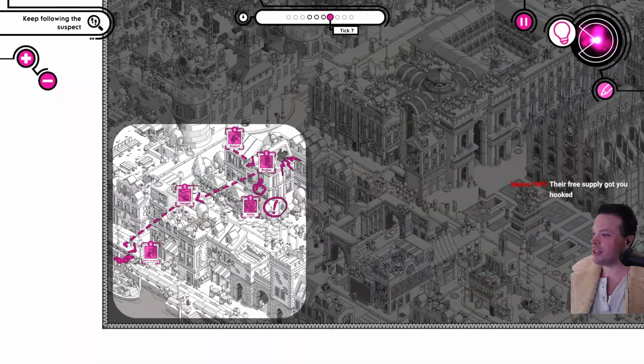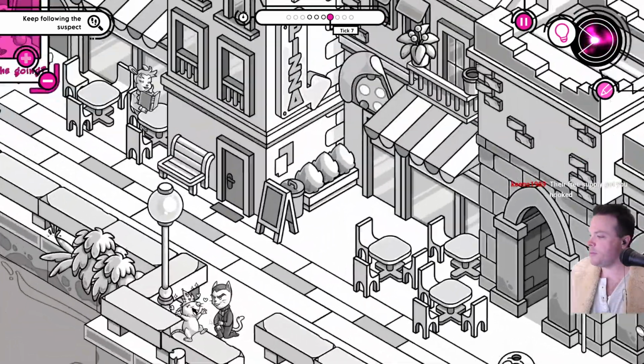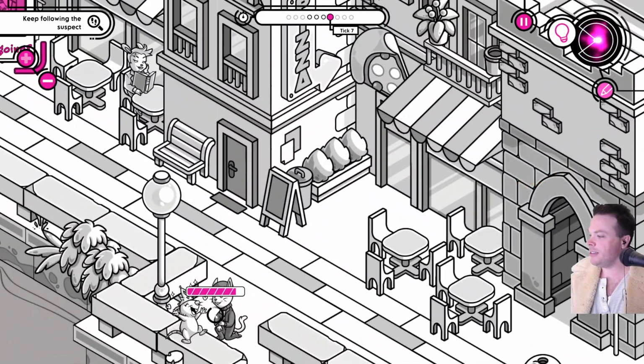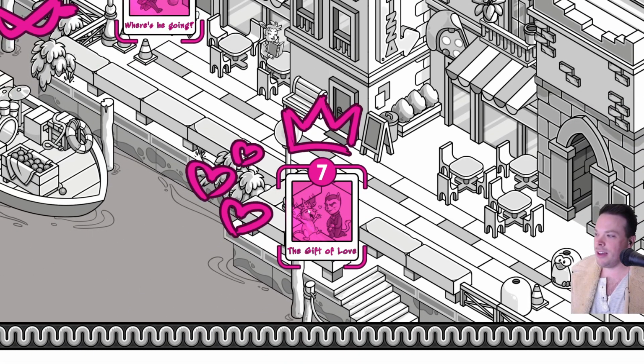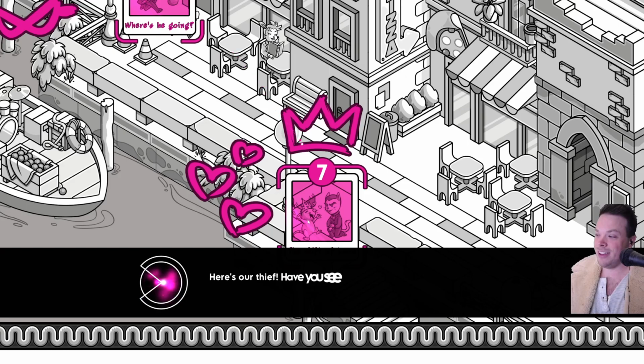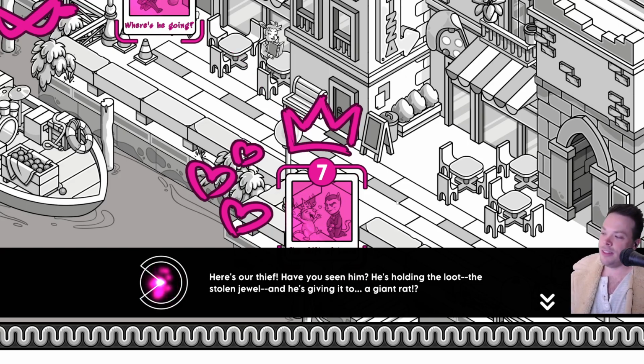Okay, keep following our suspect. Time has advanced again. Presumably he's continued moving down this way. He's going to pat the rat with a crown. Here's our thief. Have you seen him? Yeah, their strategy worked, Kino. Have you seen him? He's holding the loot.